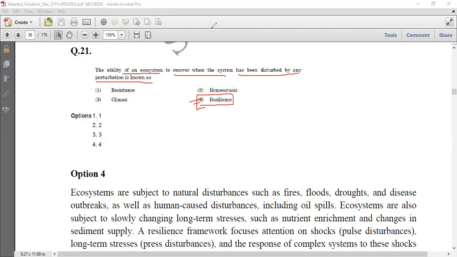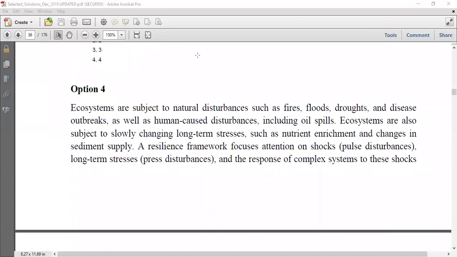So now let's see something about this process which you call resilience, and some more detailed explanation about this question. So ecosystems are subject to natural disturbances such as fire, flood, drought, disease outbreak, as well as human-caused disturbances, including soil and oil spills. Ecosystems are also subjected to slowly changing long-term stress, such as nutrient enrichment and change in sediment supply.